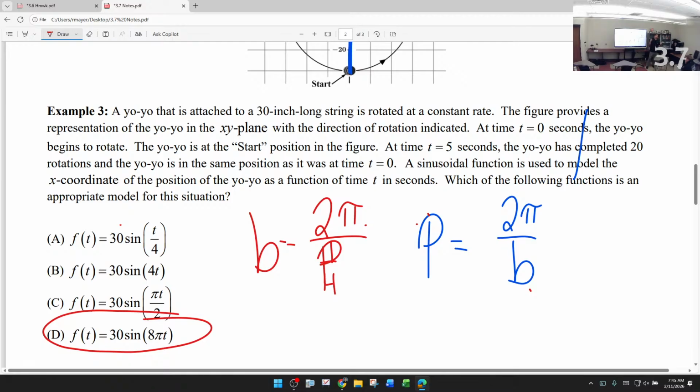In 5 seconds, I've gone around 20 times. So in 1 second, I've gone around 4 times. So in 1/4 of a second, I've gone around once. So the period is 1/4. And if I take 2 pi and divide it by 1/4, and I flip and multiply it, that becomes 8 pi.